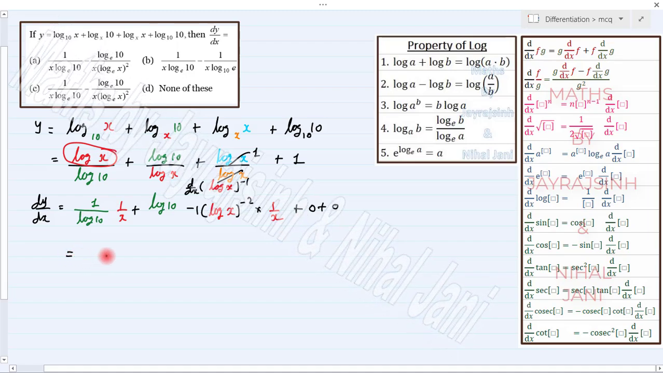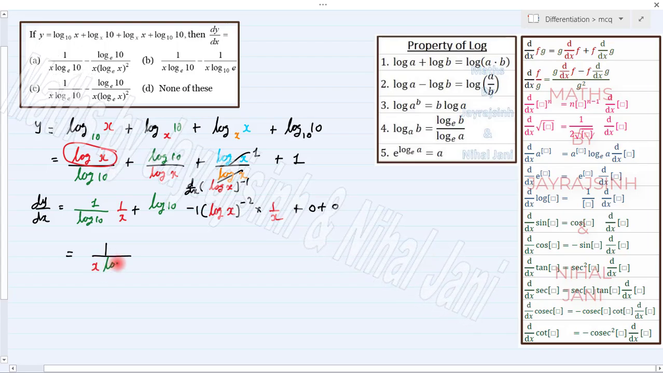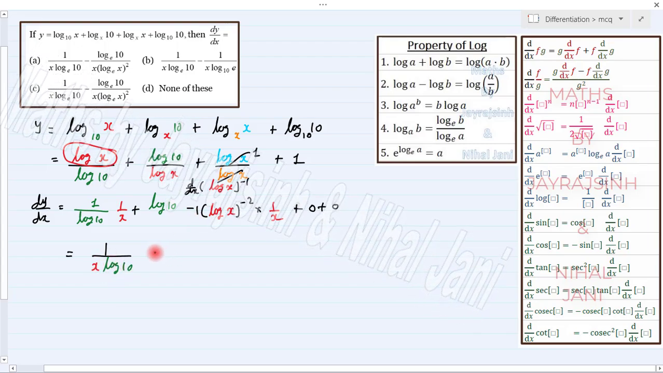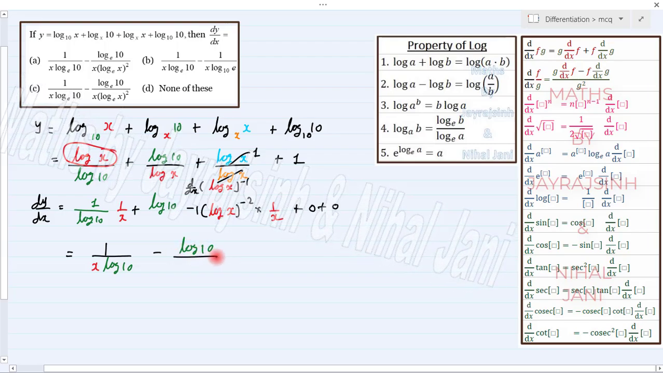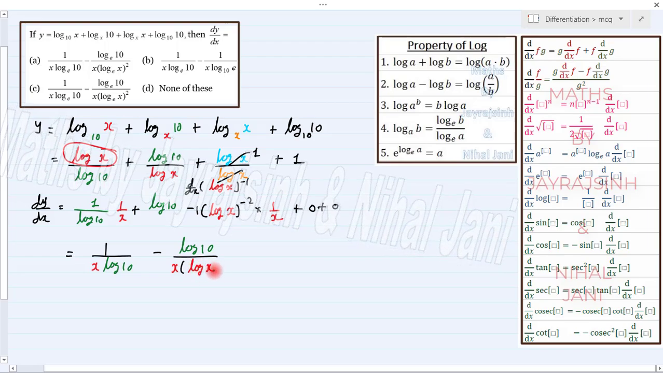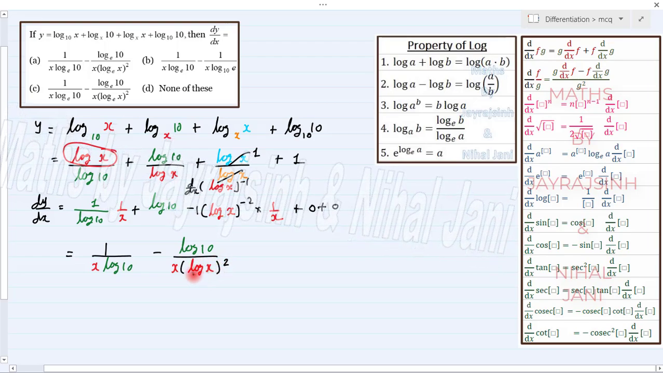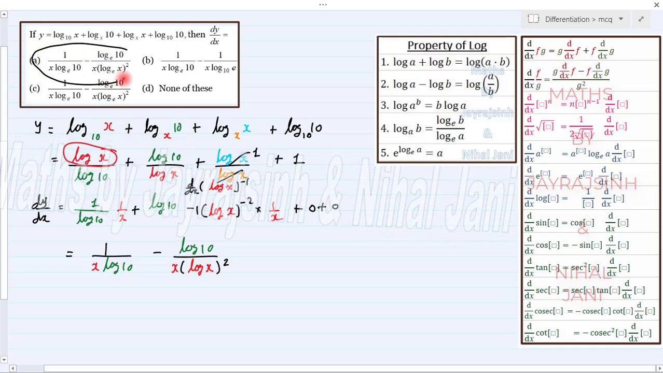Now let's simplify. In first term we have 1 upon x into log 10, and in second term we have minus log 10 upon x log x the whole square, which is given in option A. Ta-da!